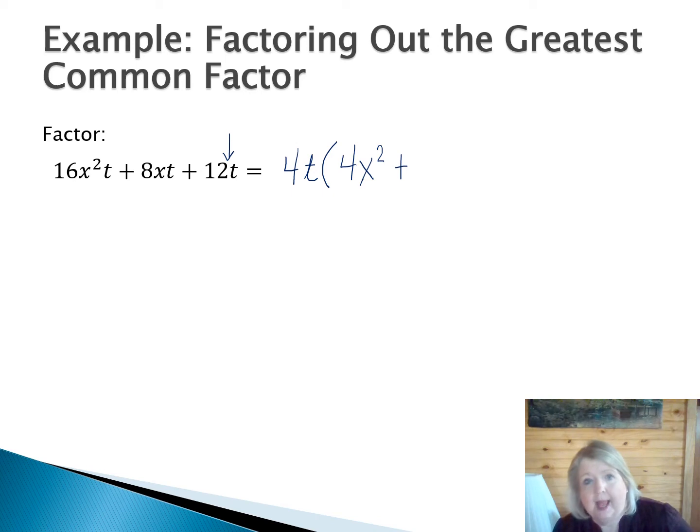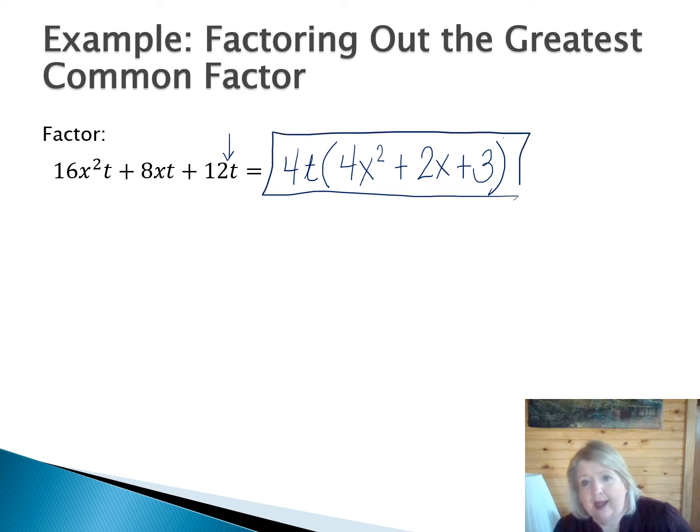Plus 8 divided by 4 is 2. The x was untouched. T divided by t is 1. 2x times 1 is 2x. And finally, my third term, 12 divided by 4 is 3. T divided by t is 1. And 1 times 3 is 3.